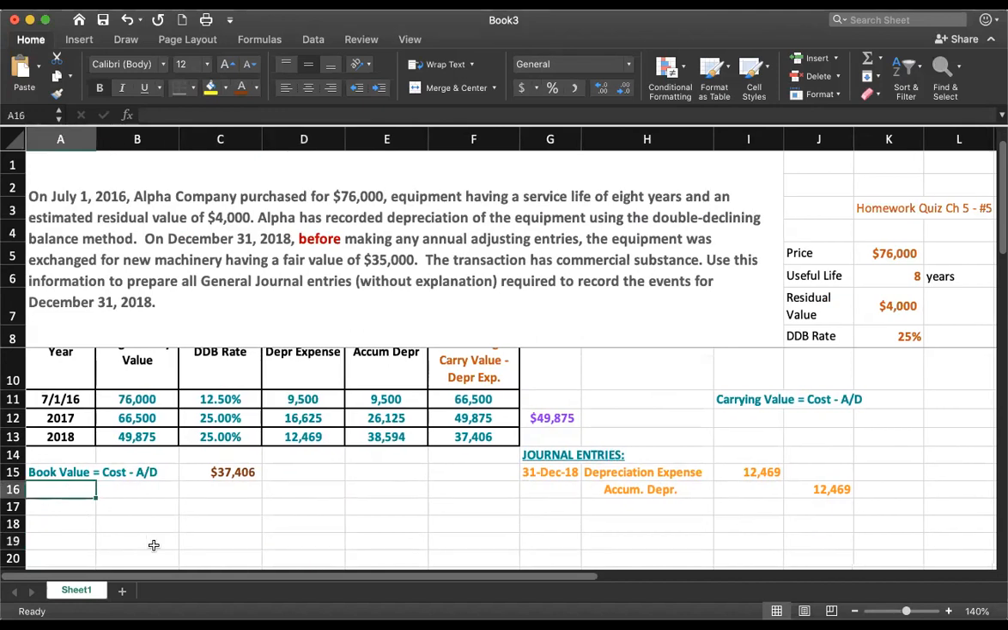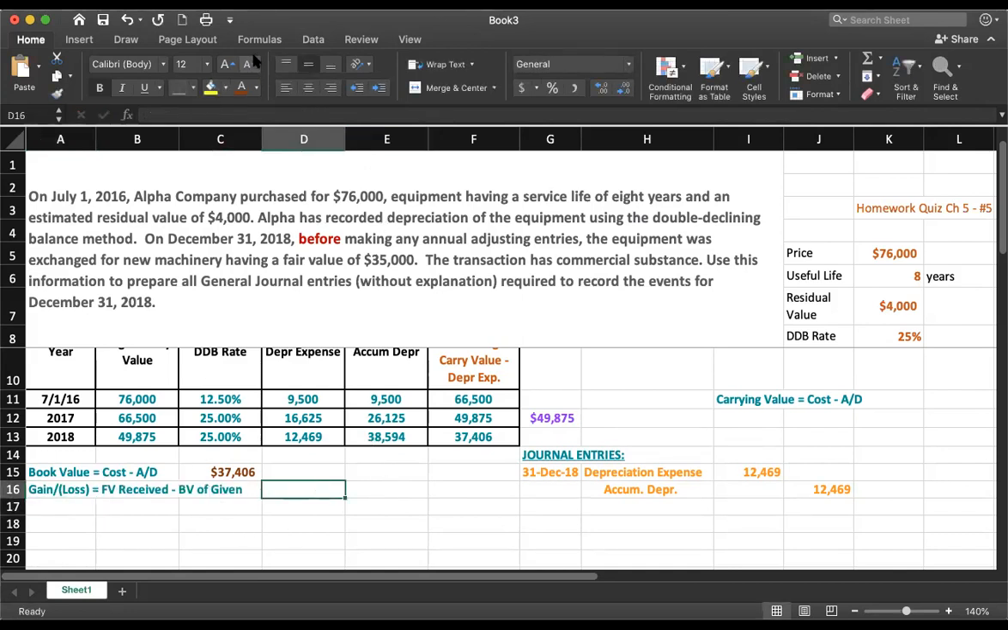And the gain or loss is determined, then the gain or loss is going to be equal to the fair value of what was received minus the book value of what was given. All right, so that is our formula.